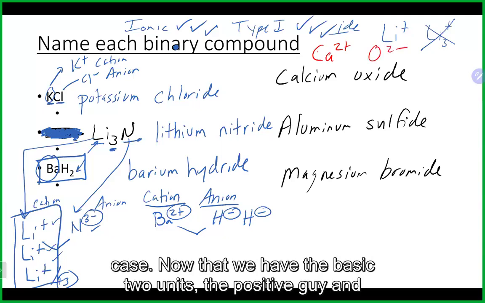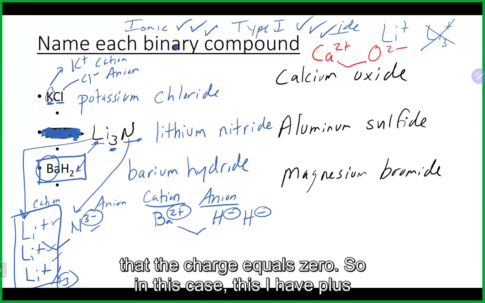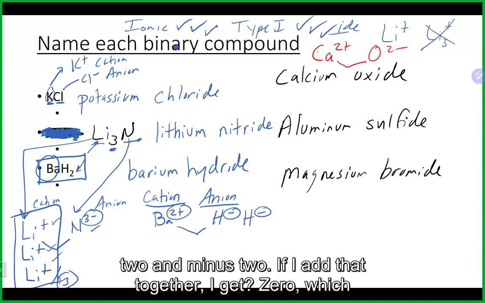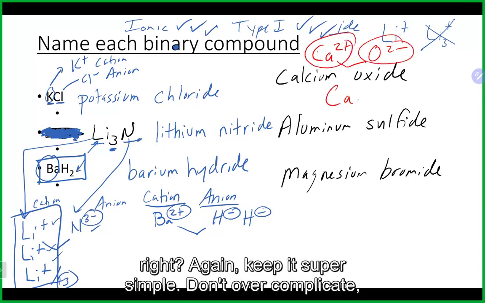Now that we have the basic 2 units, the positive guy and the negative guy, our next goal is to put this together so that the charge equals 0. Since I have +2 and -2, if I add that together, I get 0, which means, just like I got here, I just need one of each of those, right?